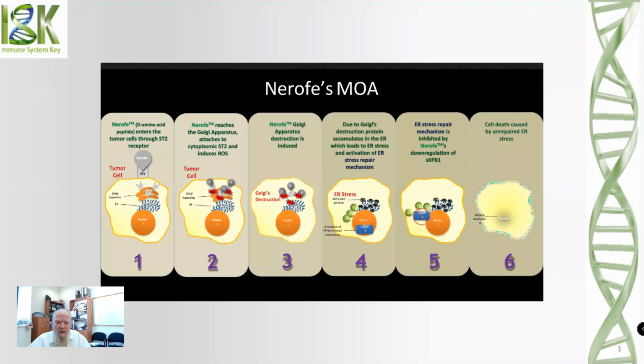Once the Golgi apparatus is destroyed, a process named ER stress evolves. Proteins which are translated in the ER have no way to go outside because there is no Golgi apparatus, and due to this heavy ER stress load, apoptosis is induced in the cancer cells.